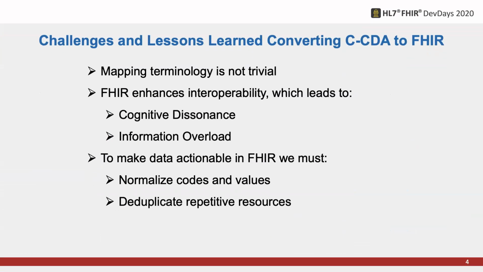So let's talk about some of the challenges in turning CCDs into actionable FHIR. We're going to step through each of these in more depth, but at a high level, the problem is both one of mapping terminologies and handling the new realities of interoperability with the multi-source data that comes along with it. To solve these problems, we will see that we need to both normalize and deduplicate the FHIR resources before handing them over to a clinician.